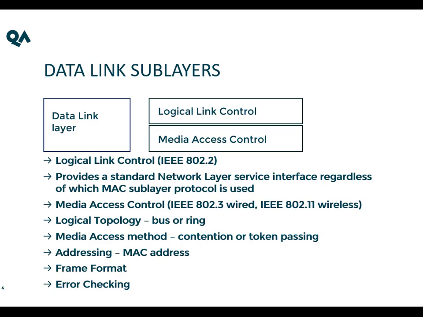It gives us the frame format, and it also gives us very basic error checking. The data link layer itself is not responsible for retransmitting data in the case of any corruption. That's handled by the higher layers that we'll cover in later videos.